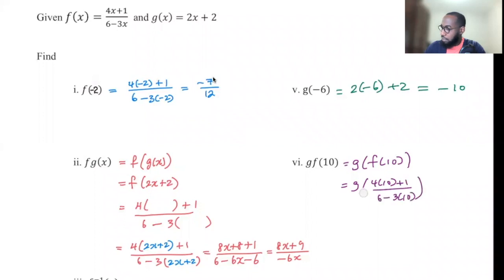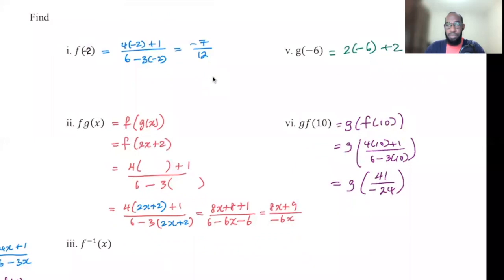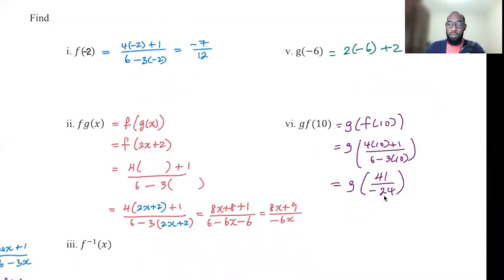All right, let me fix this bracket here a little bit. And this is equal to g of 41 divided by -24. All right, so when you work out what's in the bracket here, you get 41 over -24. You could have written it as g of -41 over 24, dividing two different signs is a negative, and you put 41 over 24. It doesn't matter. All right, so let me just erase this.